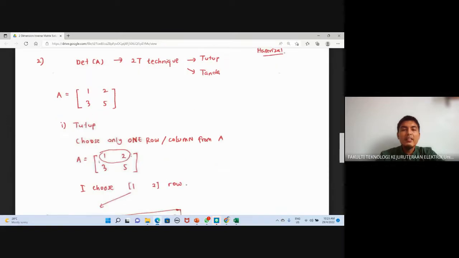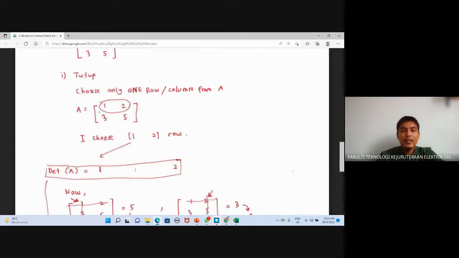In this case, I would like to use this row. I choose the 1, 2 row. You can choose 1, 3, no problem. You can choose 2, 5 also. The combination of 2, 5, okay. You can choose 3, 5. Depends. You can choose any row or column you like. Okay, so I choose the 1, 2 row.